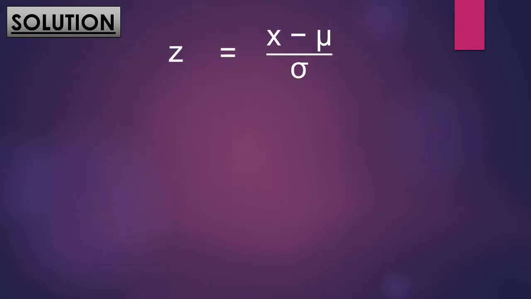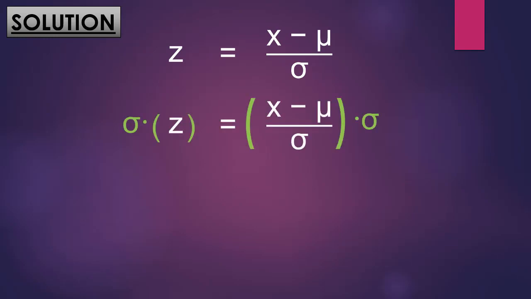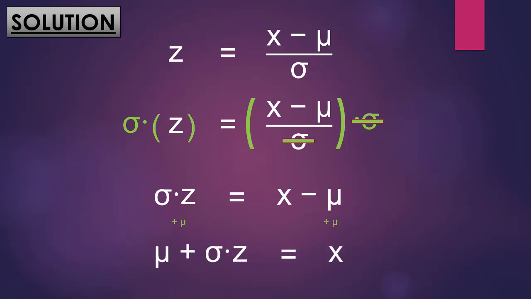So we start with that formula. We're going to go ahead and multiply both sides by sigma. On the right-hand side, the sigmas reduce. So we end up with sigma times z equals x minus mu. To get the x by itself, we add mu to both sides. And so we get that mu plus sigma times z equals x. We can use this formula to figure out the value of x in our problem.